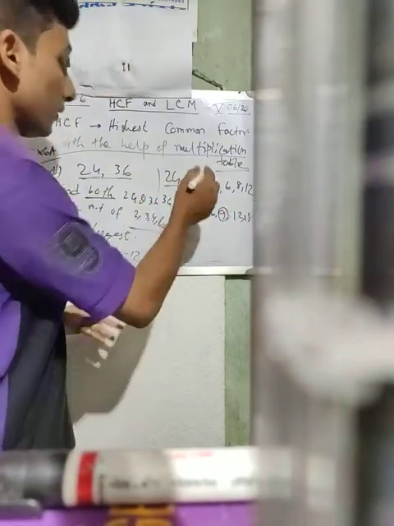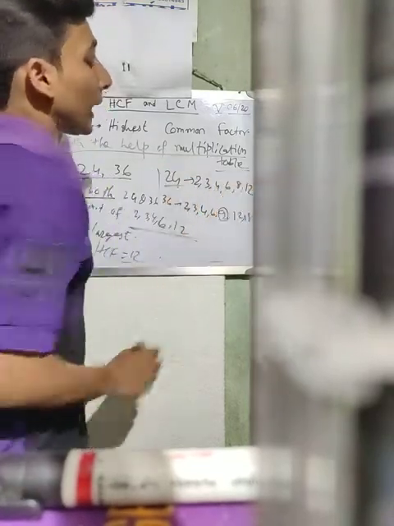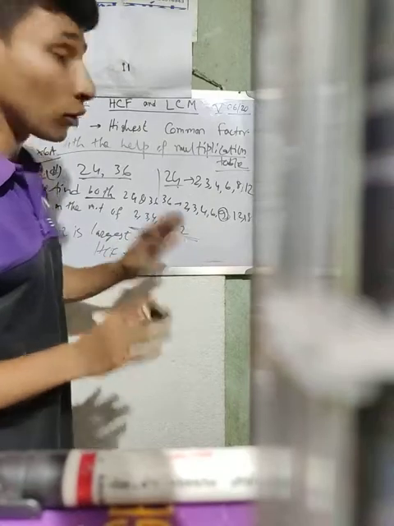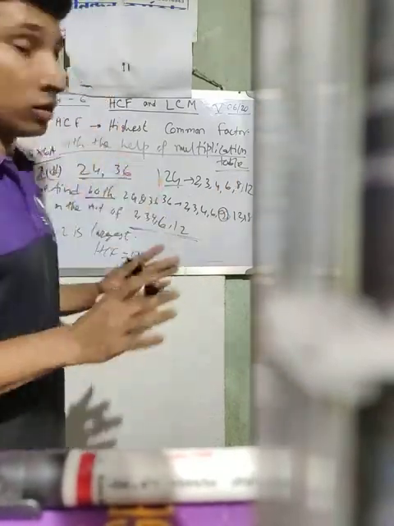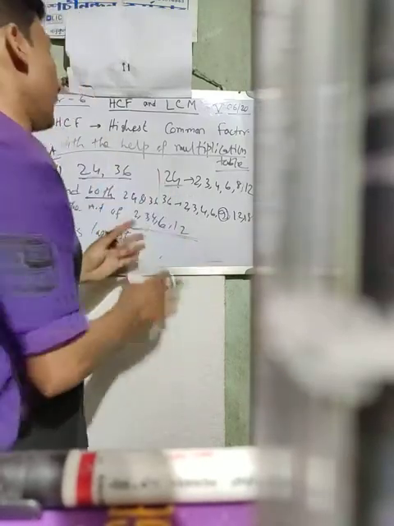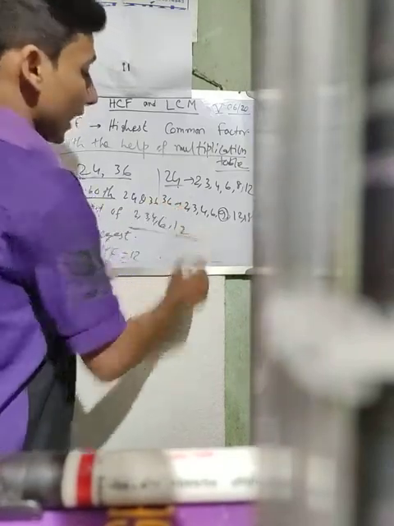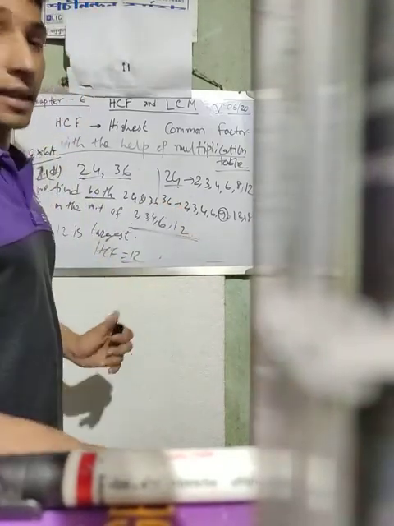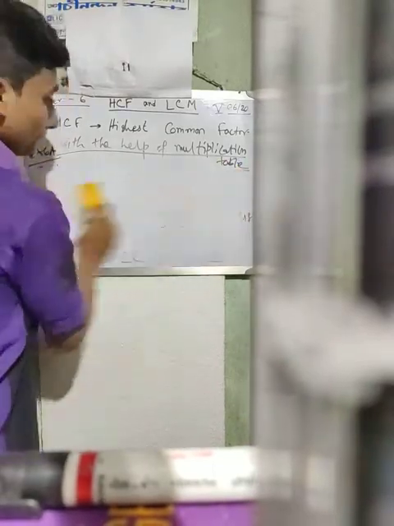Similarly, you see 24 belongs to multiplication table 8, but 36 does not belong to this table. That's why we cannot write it here. Here we write only the common table numbers, and these must be the common factors, and the largest number must be the HCF. So with the help of the multiplication table, that is done.